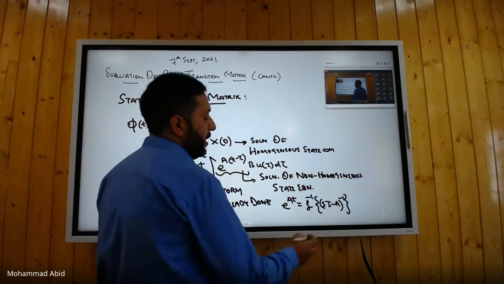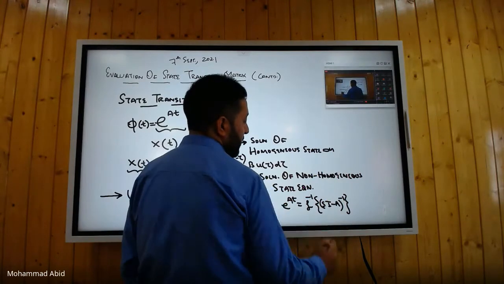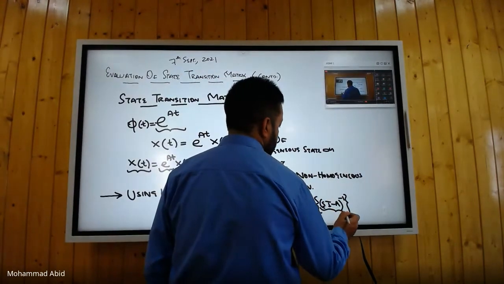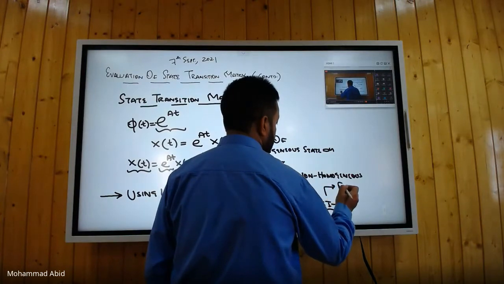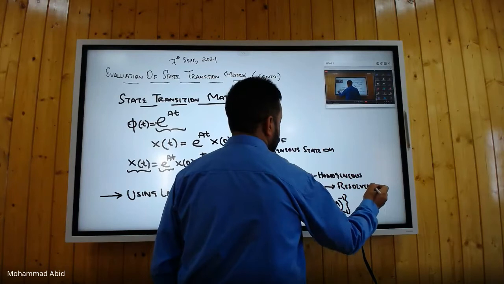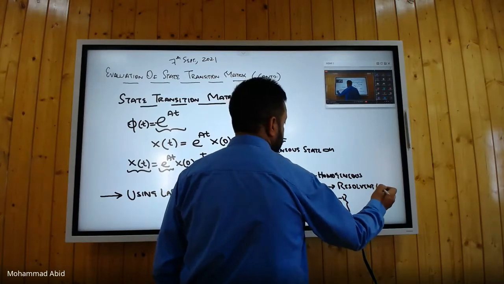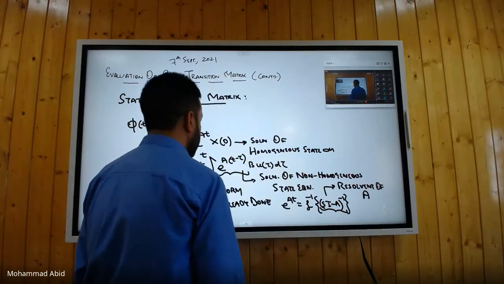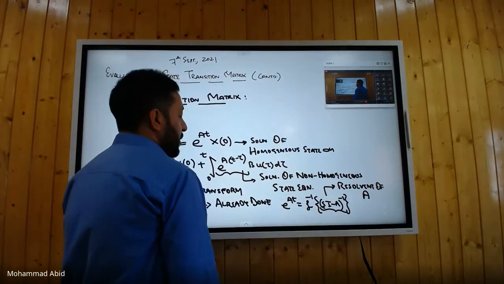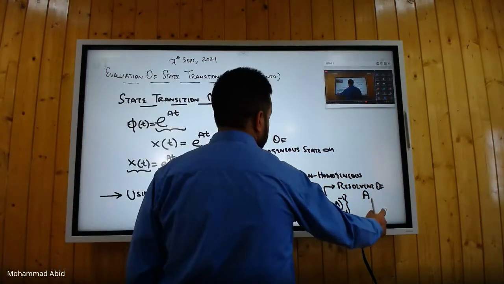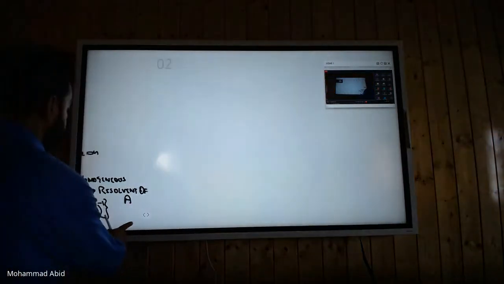And by the way, this matrix (sI minus A) inverse is known as the resolvent of A. In matrix literature, it is known as the resolvent of A. This is just for your information. So we have already done this method. Today I will show you one more method of evaluating the state transition matrix. Is the context of the lecture clear to you?